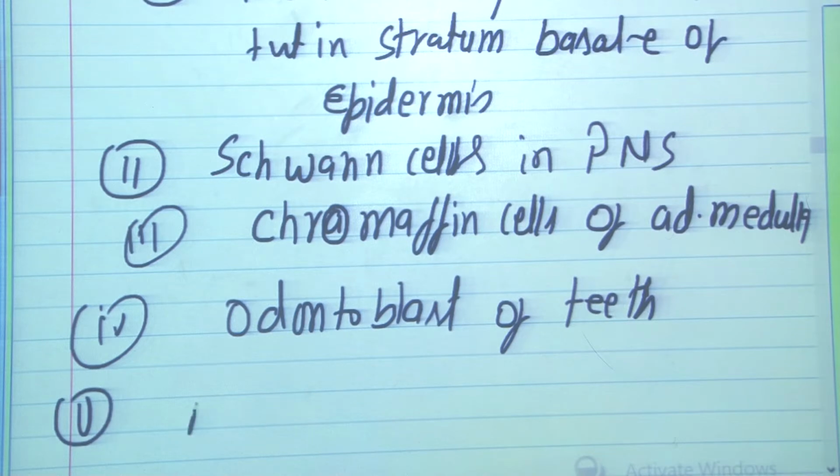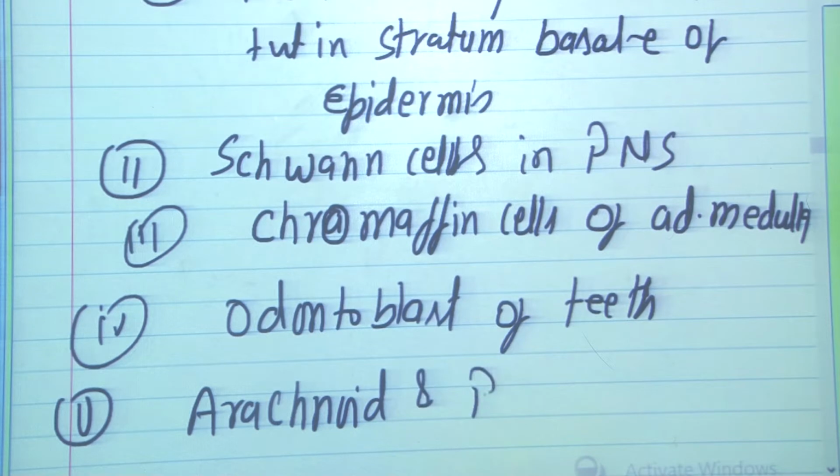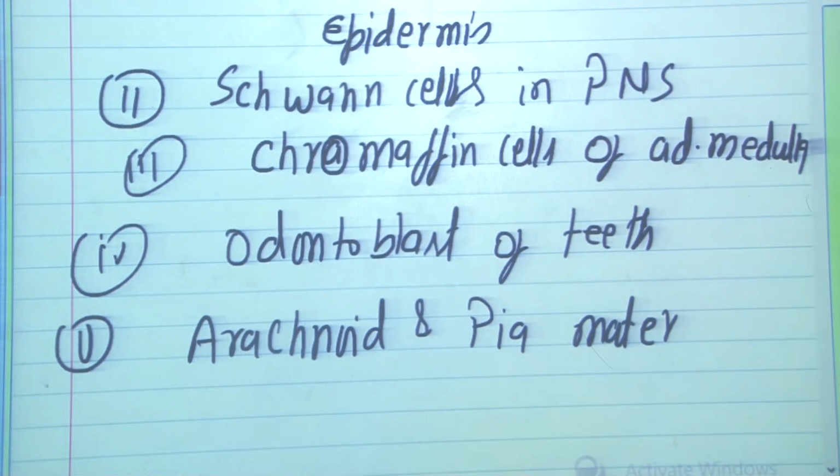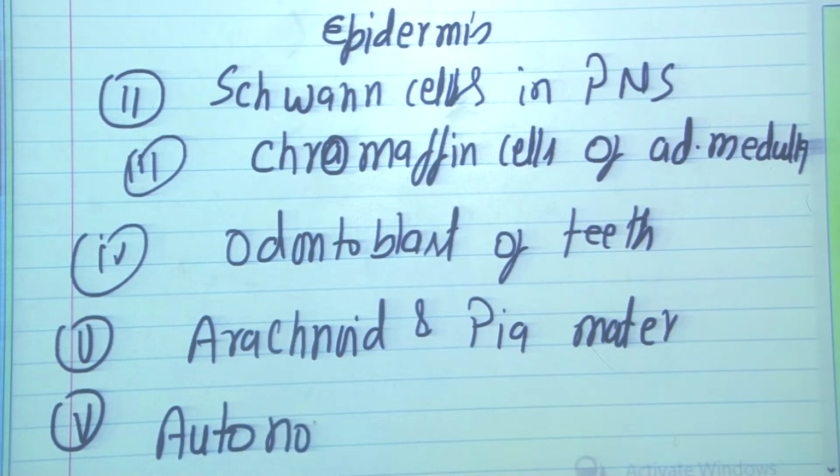Next is the arachnoid mater and pia mater of brain, which are also neural crest derivatives. One more thing is autonomic ganglia. Autonomic ganglia of the autonomic nervous system are derivatives of neural crest cells.